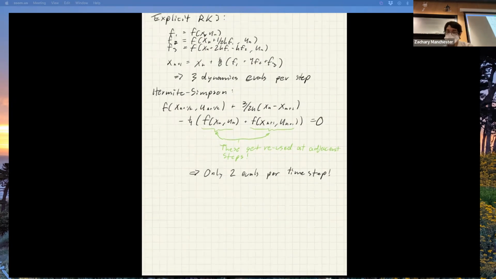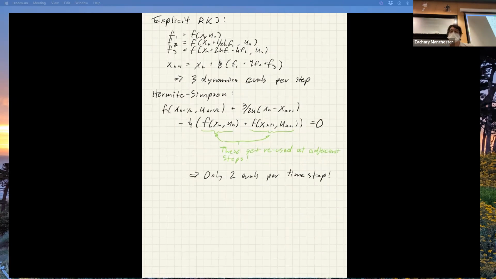So this is about half the computational cost, or 50% savings, over doing one of these classic explicit methods. And it turns out they work better anyway. There are other advantages. And usually these dynamics calls and the associated Jacobians are the dominant computational cost in these methods. So this is a big win.